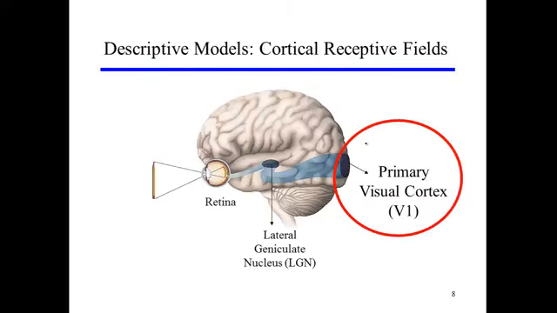Now the information from the retina is passed on to a nucleus, as I mentioned earlier, called the lateral geniculate nucleus, or LGN for short. And this in turn passes information to the back of your brain, to an area called the primary visual cortex. And so one might ask, what happens if you record from cells in the primary visual cortex? What kind of receptive fields do you observe in the primary visual cortex?